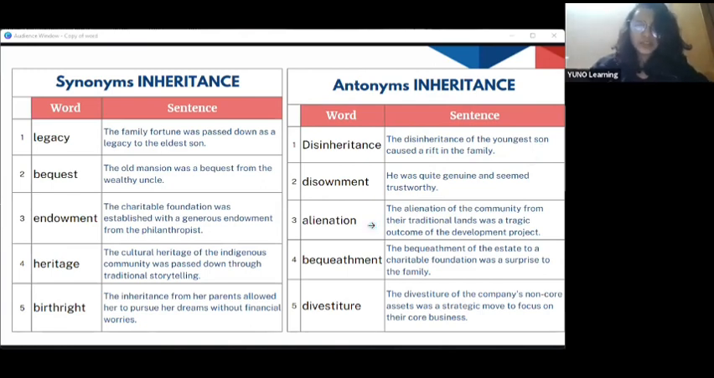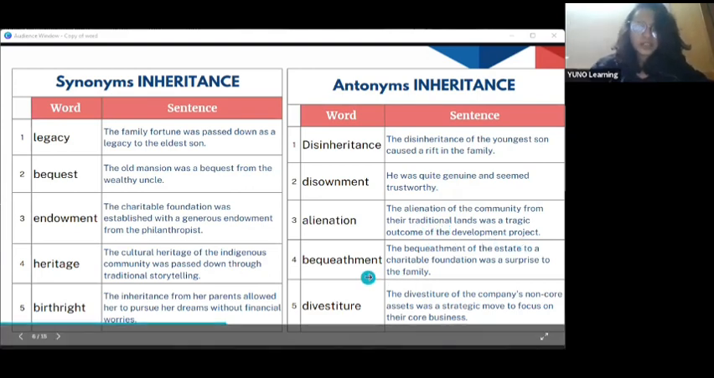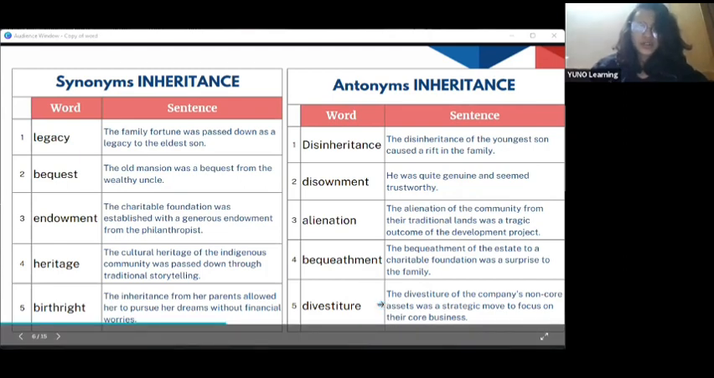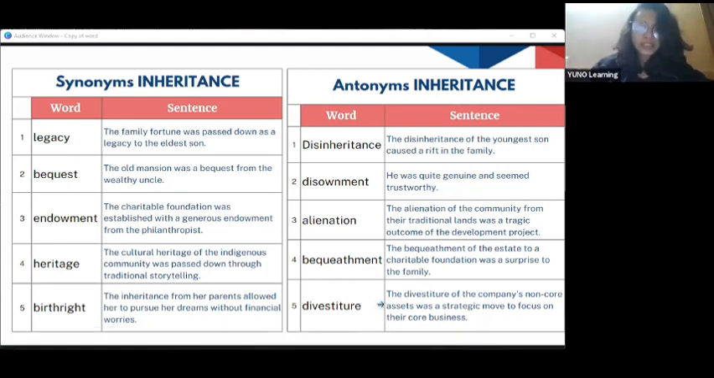Alienation. The alienation of the community from their traditional land was a tragic outcome of the development project. Bequeathment. The bequeathment of their estate to a charitable foundation was a surprise to the family. Divestiture. The divestiture of the company's non-core assets was a strategic move to focus on their core business.